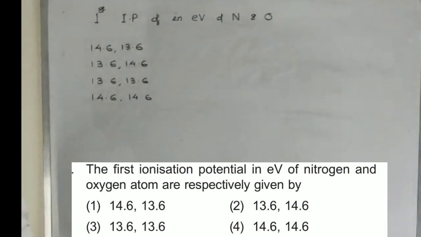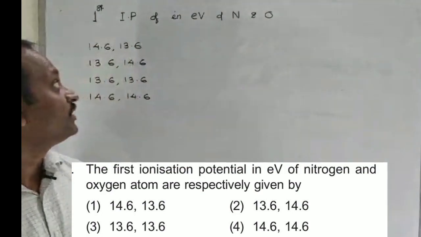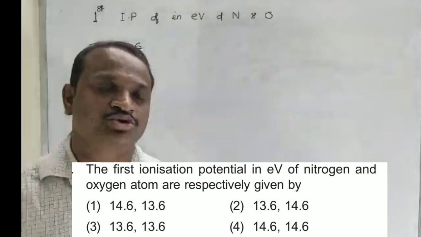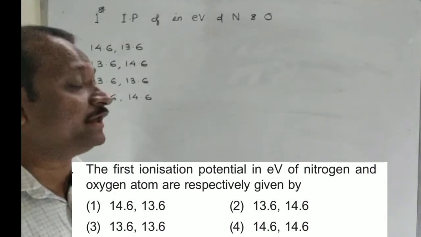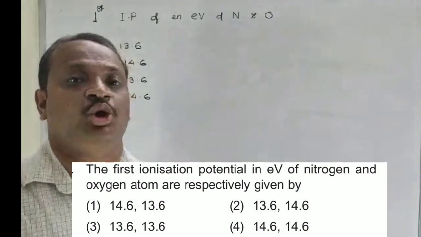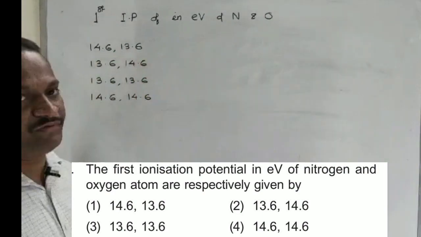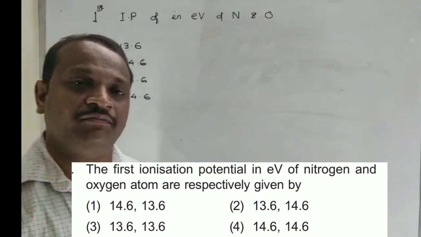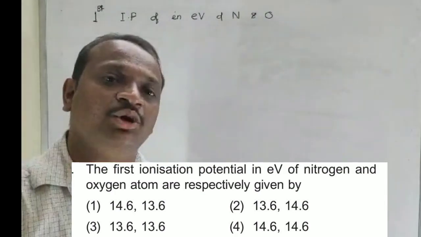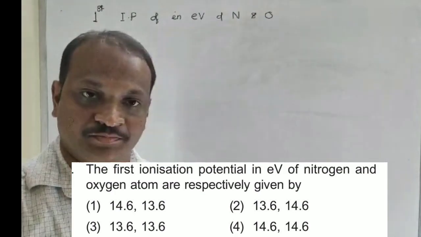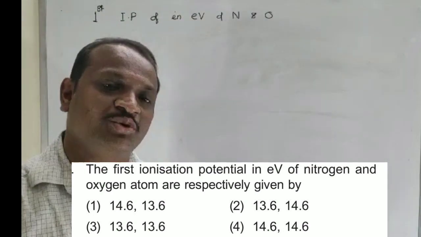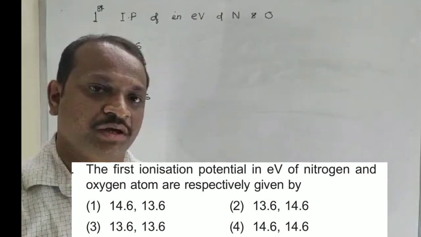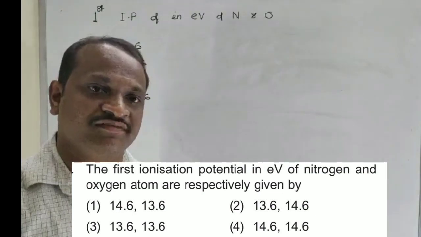Okay. So in this particular question, first ionization potential in electron volt of nitrogen and oxygen. See, they had given some values. Definitely we don't want to study the exact value of ionization enthalpy of any atom. We just need to know the order. So here the question, just to confuse you, you have to get the exact order, that's all.